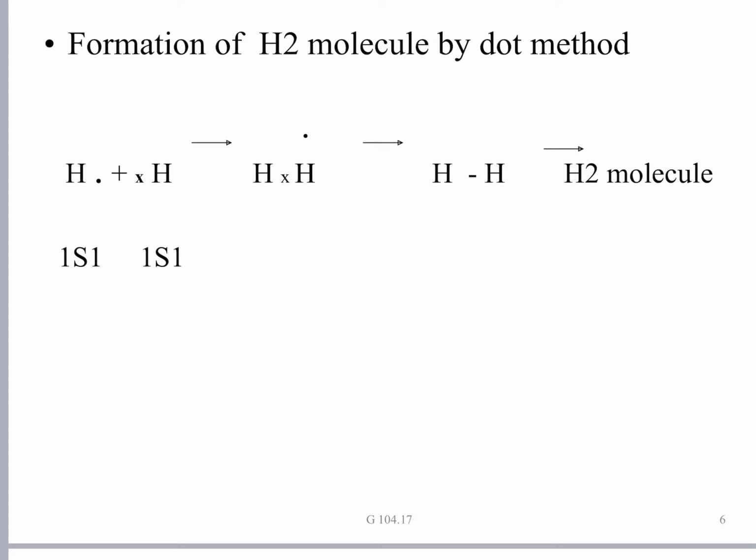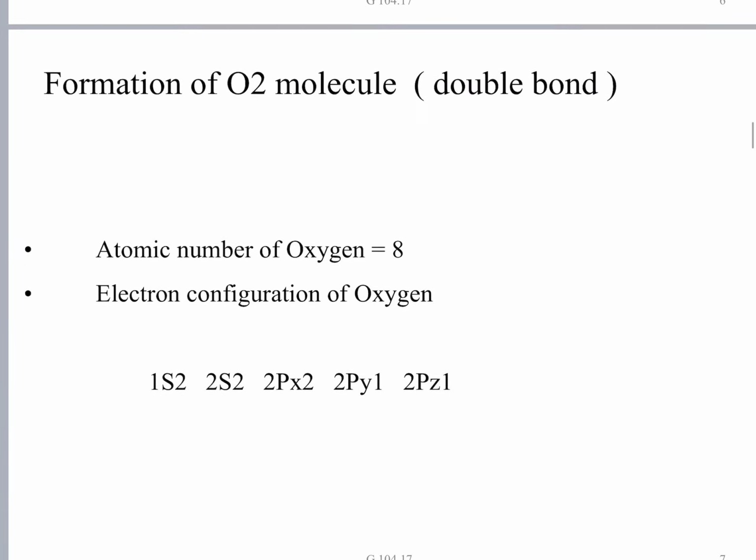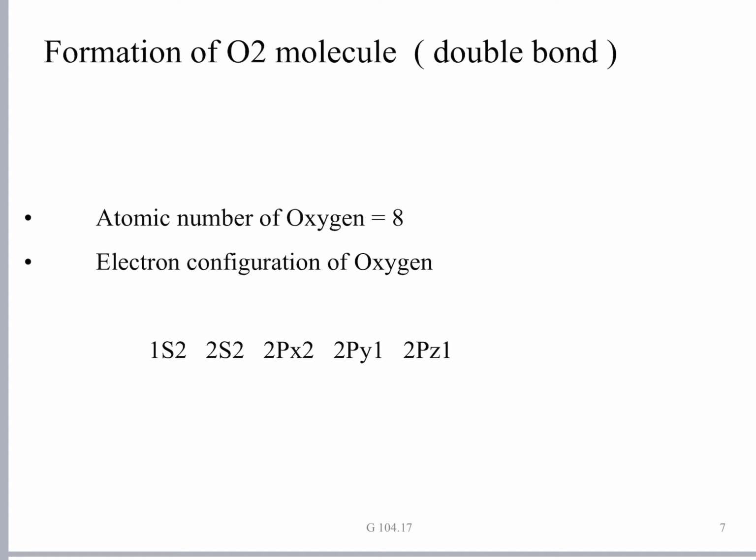Now we will go for the oxygen atom, the formation of the oxygen molecule. In the oxygen molecule, there is a double bond. The atomic number of oxygen is 8, which means in the neutral oxygen atom there are 8 electrons. The electron configuration of oxygen is 1s2, 2s2, 2px2, 2py1, 2pz1.